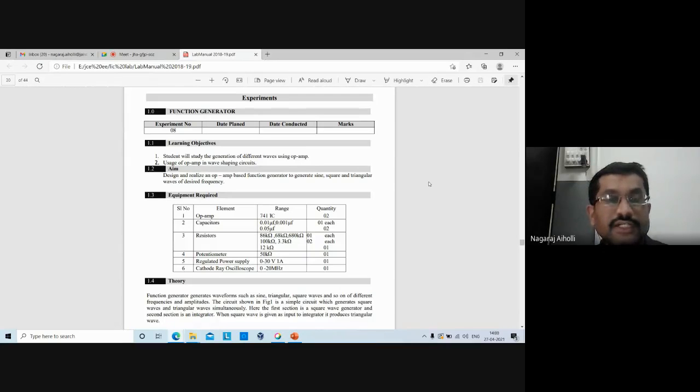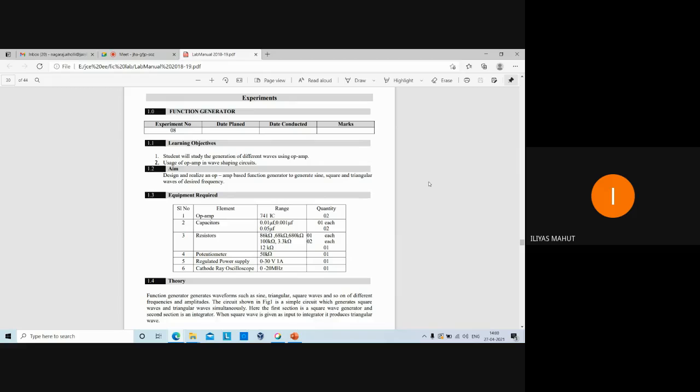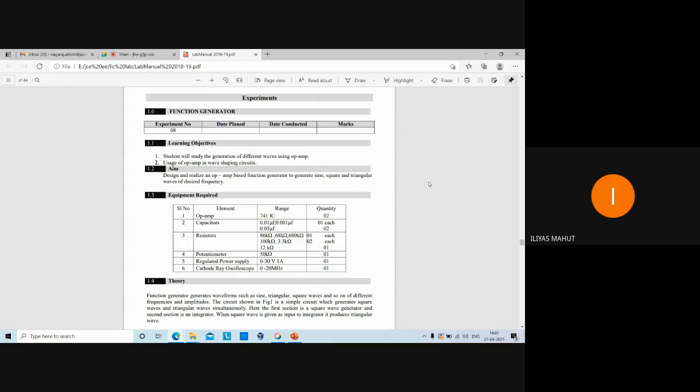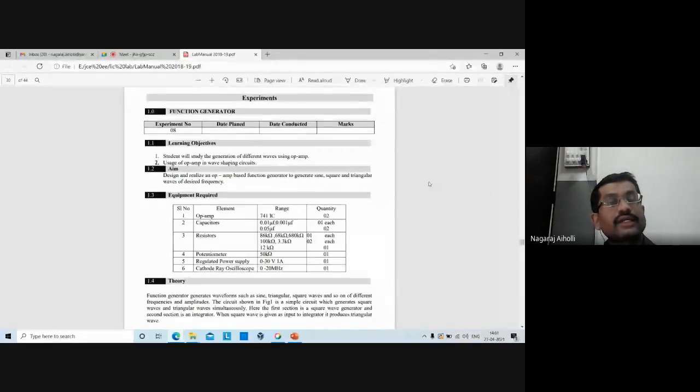So what is the function of a signal generator? What will it do? Frequency. Yes, correct. It will produce different frequencies. That is one thing. Other than that, it produces different types of waveforms: sine waveform, triangular waveform, square waveform. Various types of input signals, whatever you want, you can get from the signal generator or the function generator. So that is the speciality of the function generator.